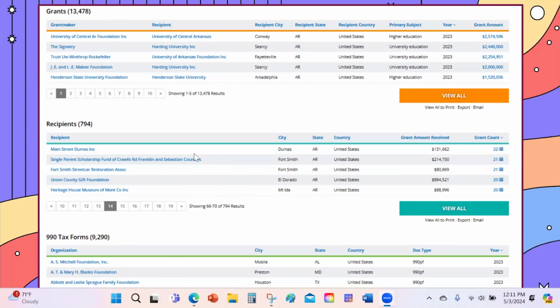I pulled this up so you can see who are some of the people getting these grants. We have Main Street Dumas Inc., right? We have the Single Parent Scholarship Fund from Crawford and Franklin and Sebastian counties. You have the Fort Smith Streetcar Restoration Association. We have the Union County Gift Foundation and even the Heritage House Museum of, I think this is Monticello. So you can see that our Arkansas friends in the nonprofit world are recipients of these grants, and you can see the amount.